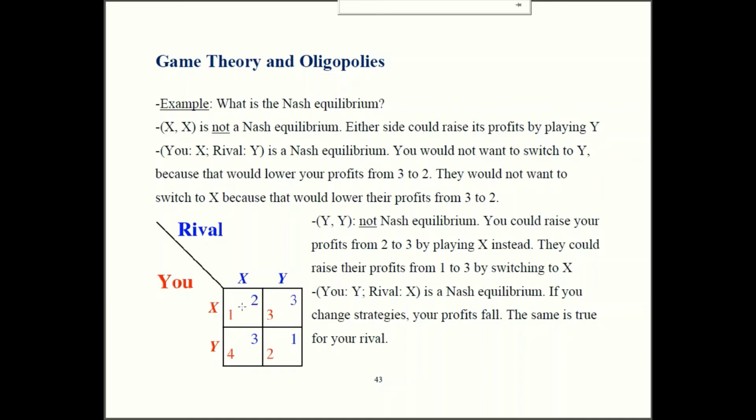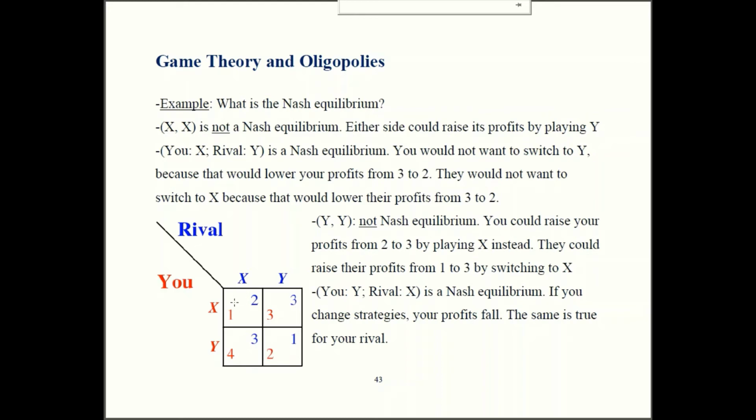Well, if you changed from playing X to playing Y, while they're still playing X, that moves you down to here. That boosts your profits to 4 from 1. So XX is not a Nash equilibrium. You have instead to deviate, and as a result, it's going to be unstable. So XX does not work.